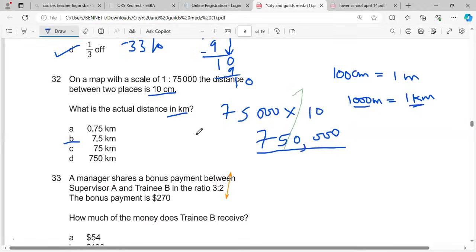Because the reason why the measurement would be meter is because it said on a map with a scale of 1 to 75,000, the distance between two places is 10 centimeter. So 1 centimeter represents this in kilometers. But I was reading it as meters. I didn't realize it was kilometer here.